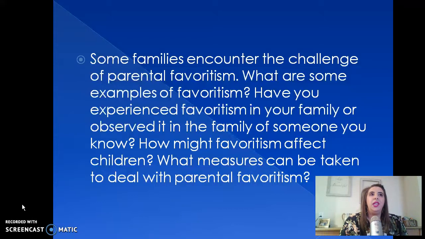So part of this is experience. Part of this is assessment from the textbook. The chapter does talk about favoritism, which actually isn't a positive thing. I'm not a parent yet, so I can't say anything about this to an extent.